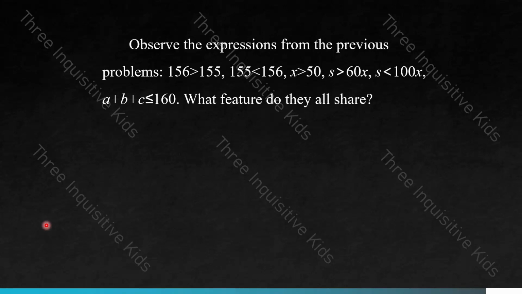Observe the expressions from the previous problems. 156 is greater than 155, 155 is less than 156, x is greater than 50, s is greater than 60x, s is less than 100x, a plus b plus c is less than or equal to 160. What feature do these expressions all share? The feature that they all share is that the left and right sides of the expressions are all inequivalent.